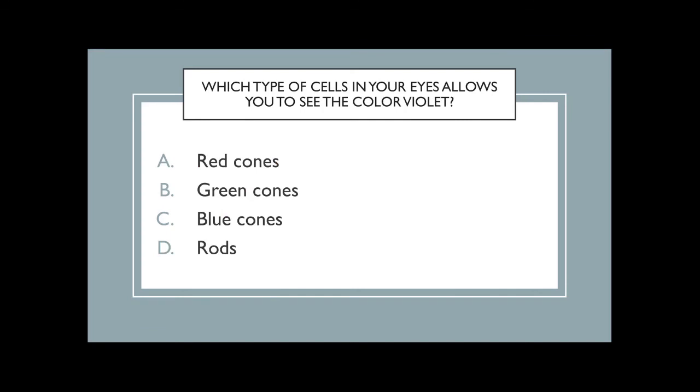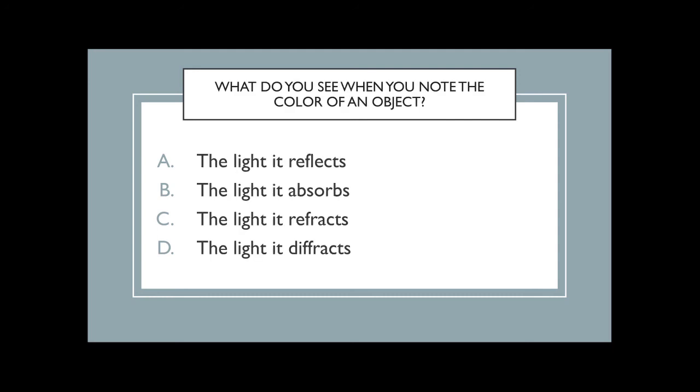So let's answer a couple of these questions. Which type of cells in your eyes allows you to see the color violet? Remember, we talked about cones being the ones that see color. If you said blue cones, letter C, you are absolutely right. Blue cones allow you to see blue and violet light.